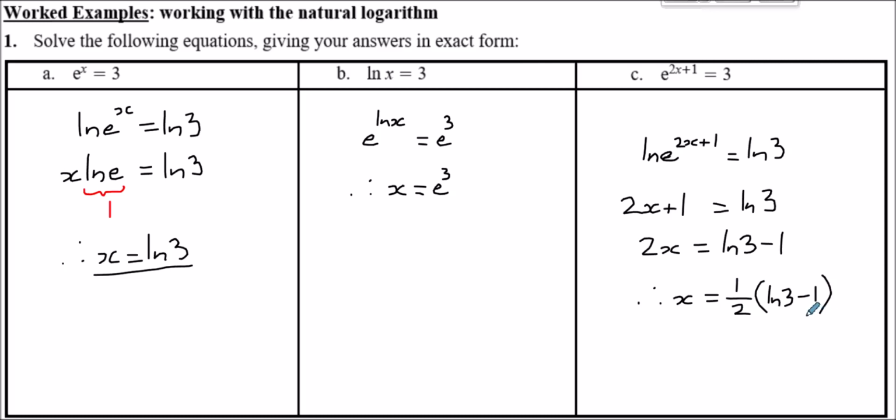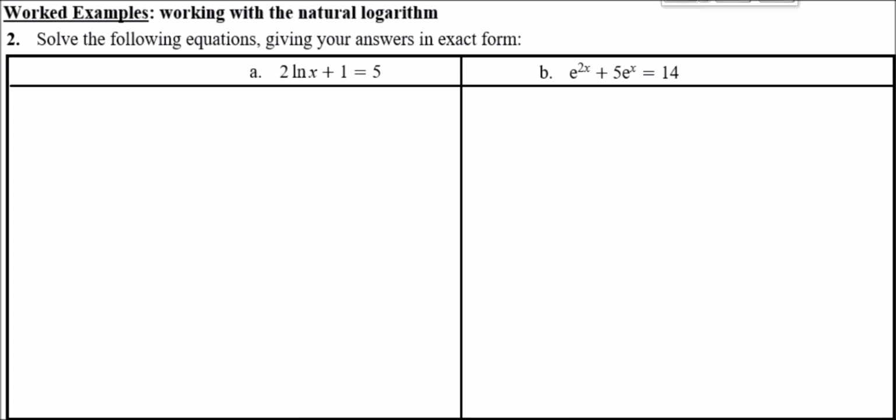Moving on to another couple of worked examples now. So we need to solve this equation here first of all. So we've got 2 lnx plus 1 equals 5. We can subtract 1 from both sides first of all. That gives us 2 lnx equals 4. Half both sides of the equation to give lnx equals 2.